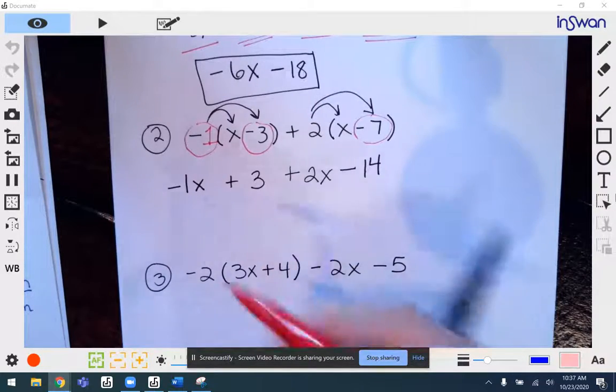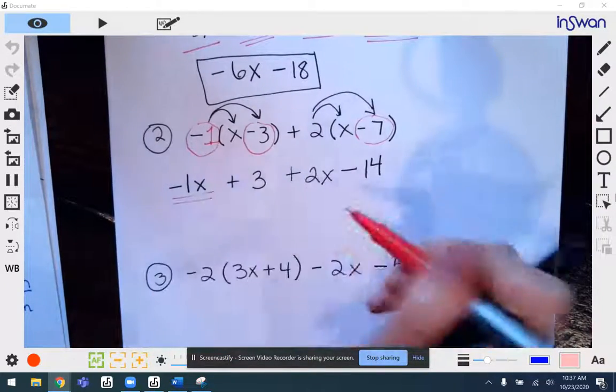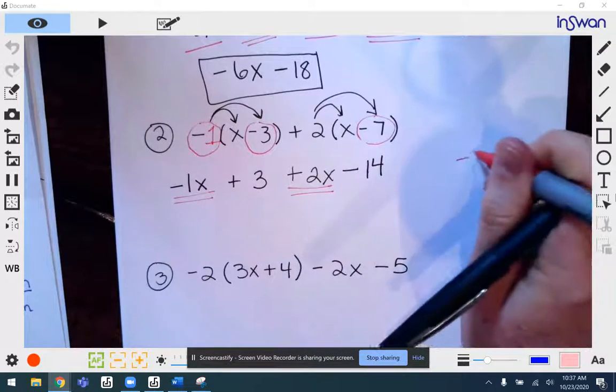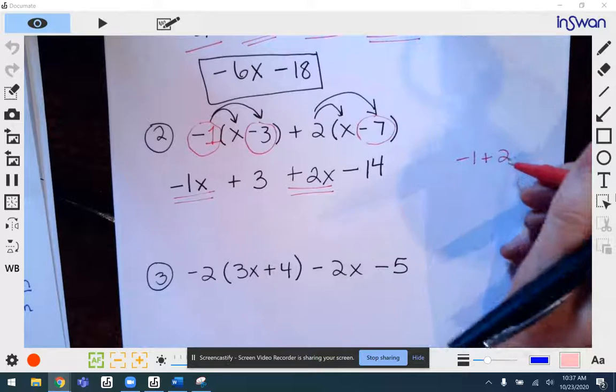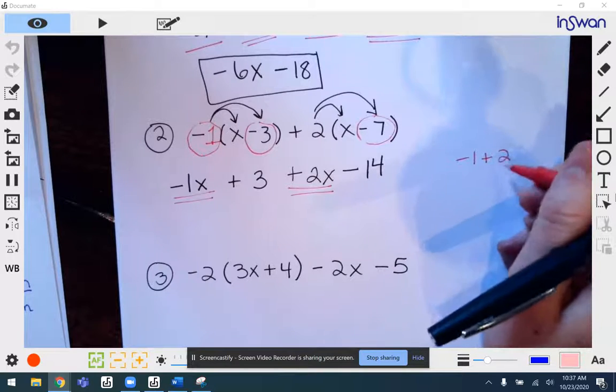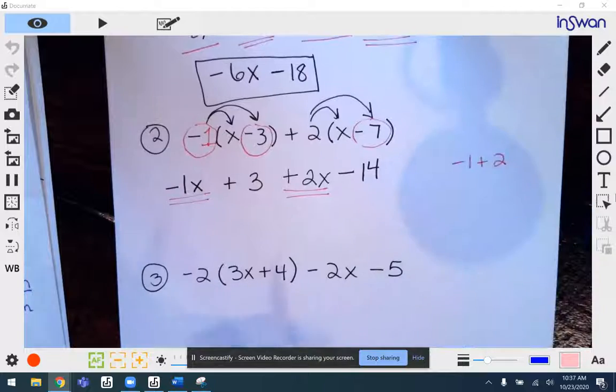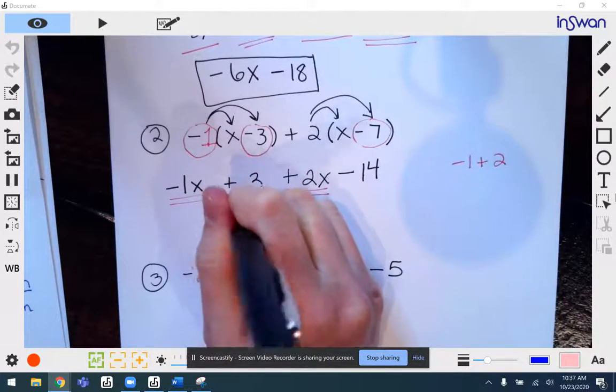Now look for like terms. I've got a negative 1x and a positive 2x. So think negative 1 plus 2. These are different signs. Keep the sign of the larger number and subtract. So that would be a positive 1x.